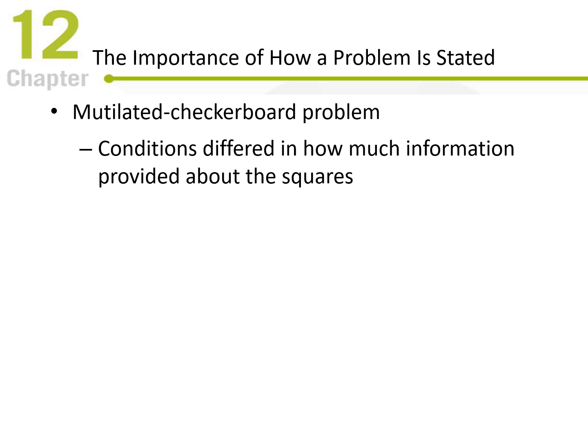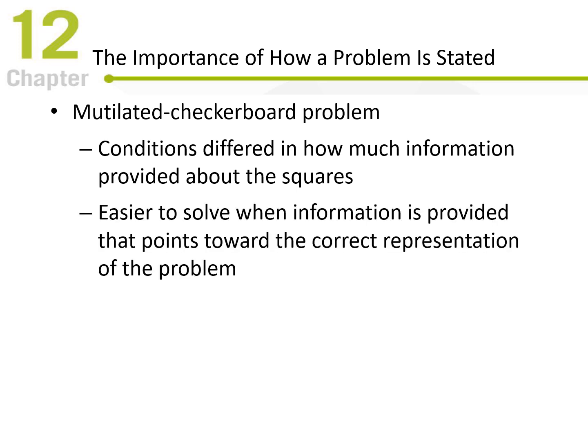Now, the conditions given to the participants differed in how much information was provided about the squares involved in the checkerboard. And it's easier to solve when information is provided that points toward the correct representation of the problem. Meaning that if the information given tells participants how they should represent the problem when they're trying to solve it, it will be much easier for them to solve than if they're not given that same information.